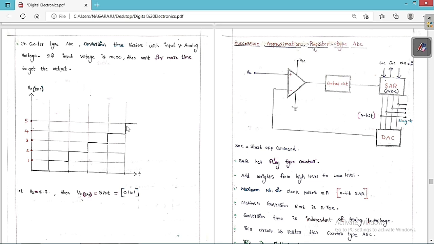The output voltage of the op amp is going to become 0. So the counter is going to get stopped. So therefore we are going to see that result and we are going to approximate it. It is nearly equivalent to the actual value of the analog voltage. With the help of this, we are going to get this one.